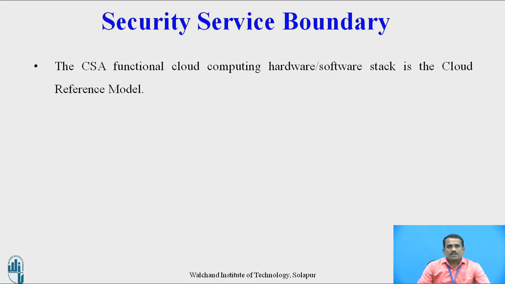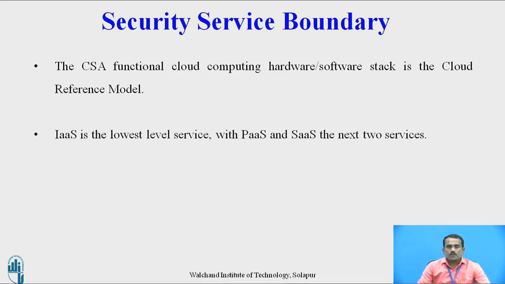The CSA functional cloud computing hardware and software stack is the cloud reference model. The cloud reference model is used for different types of cloud, and shows how they can provide services and what percentage of services can be provided based on IaaS, PaaS and SaaS. IaaS, infrastructure as a service, is the lowest level of service compared with the next two, platform as a service and software as a service. Generally, the first service model is IaaS, then PaaS, then SaaS.